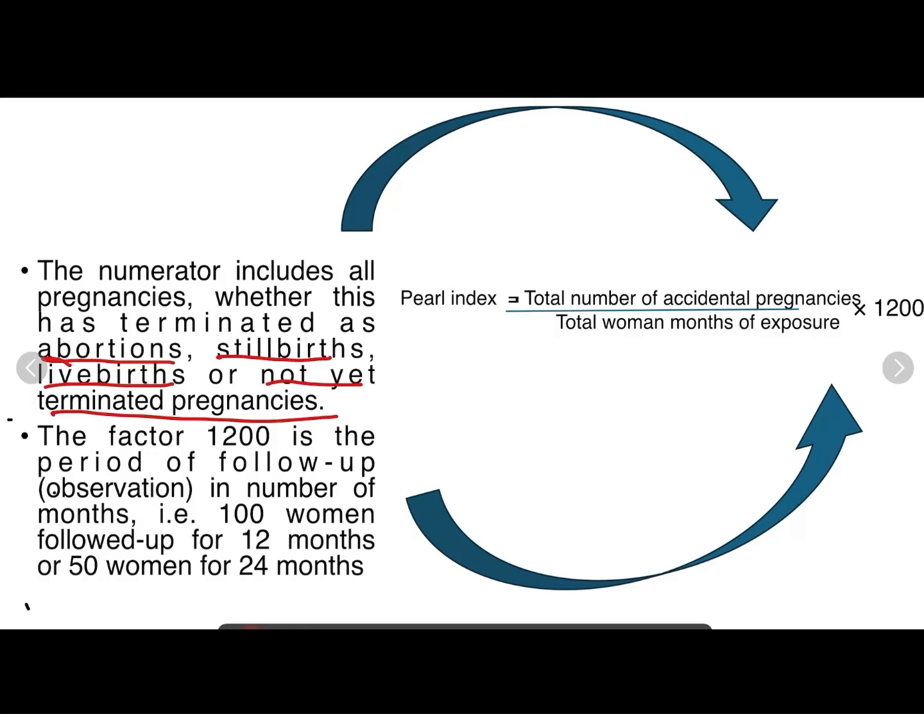And the factor 1200 is written, it is the period of follow-up or the observation in the number of months, that is, when we are observing 100 women followed up for a 12-month period or 50 women for 24 months. So that will give you a total of 1200. We have total women months of exposure, meaning how many women we have included and the total months of exposure.